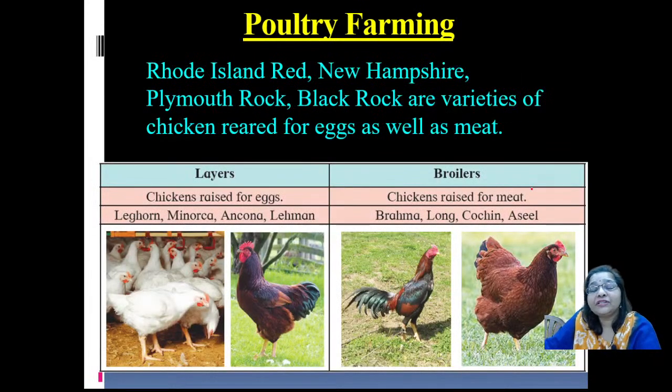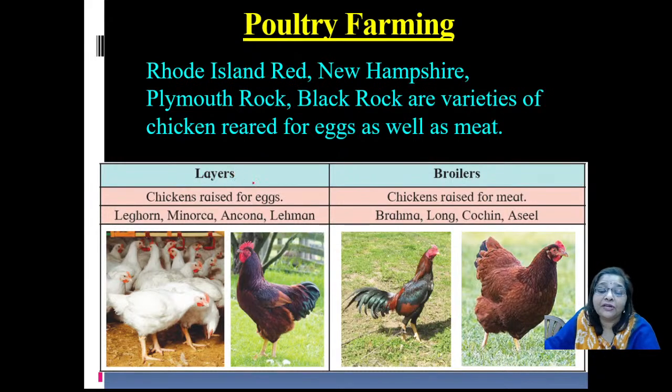Now let us see which varieties of chicken are reared for eggs and meat. Rhode Island Red, New Hampshire, Plymouth Rock, Black Rock, all these are varieties of chicken reared. Basically, there are two types of birds: one is the layer bird, and the other is the broiler bird.